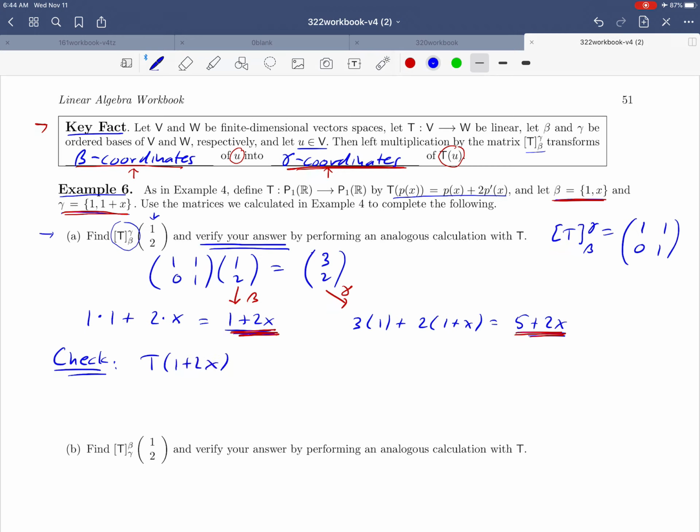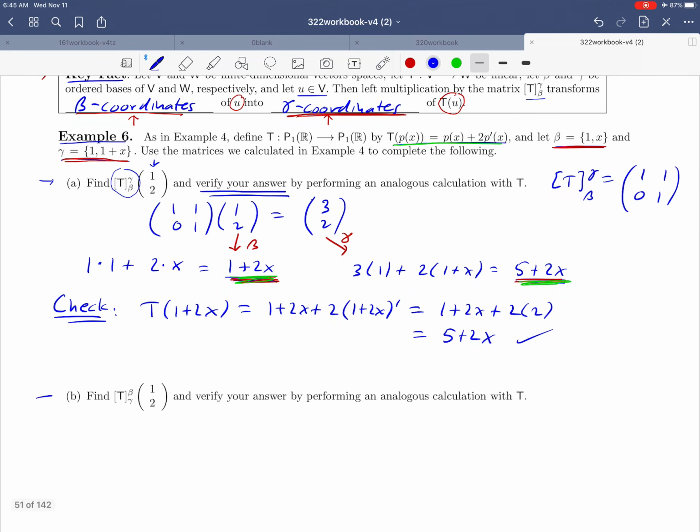Okay, so T of 1 plus 2x, by definition, go back to our transformation, it looks like this. We're going to get 1 plus 2x plus 2 times the derivative of 1 plus 2x. Okay, let's see, that's going to be 1 plus 2x plus 2, and then the derivative of 1 plus 2x is just 2. And if you simplify that, 1 plus 2x plus 4, sure enough, you're going to get 5 plus 2x. There's our check. So we started with this vector and substituted into T and got this out. Okay, and so we're good.